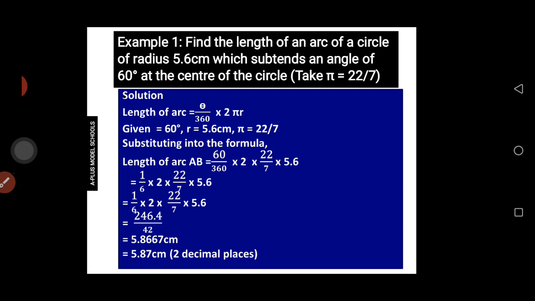Take pi to be 22 over 7. So from this example, we have been given the radius to be 5.6. We have been given the angle that is being subtended to be 60 degrees. So just apply your formula.